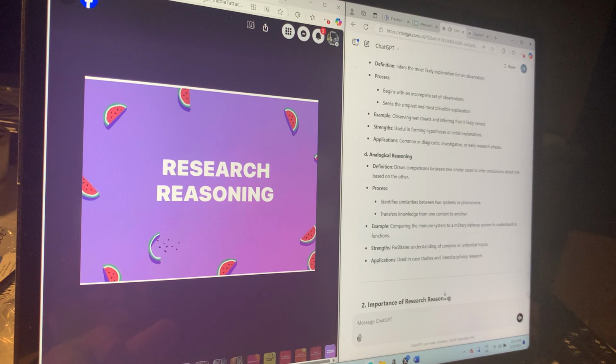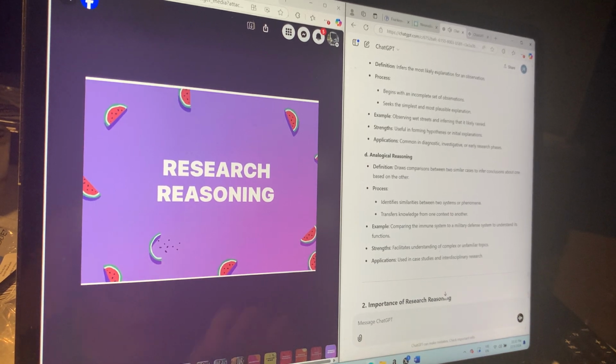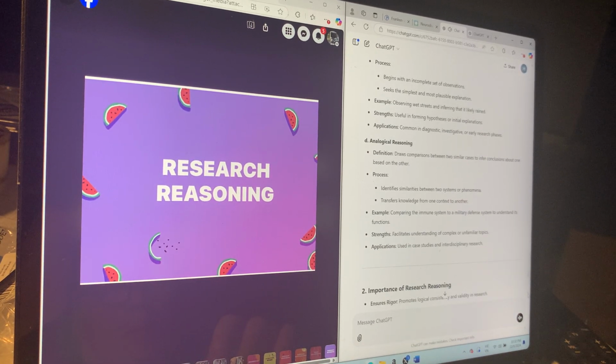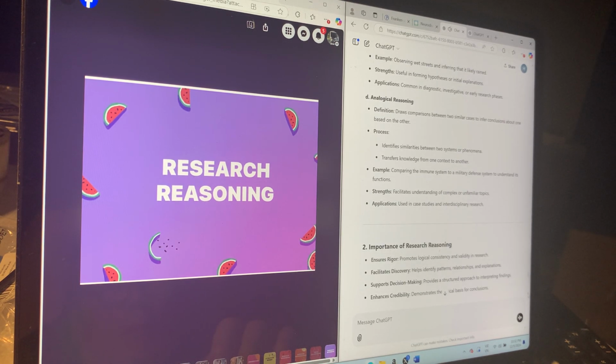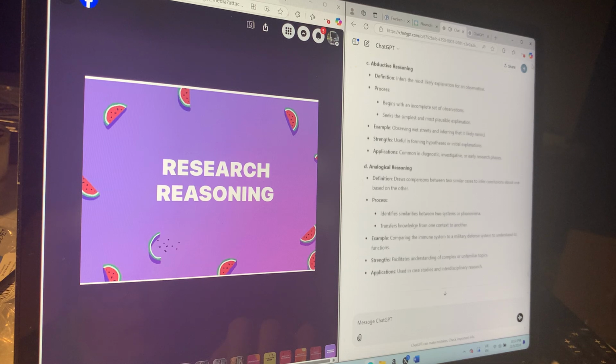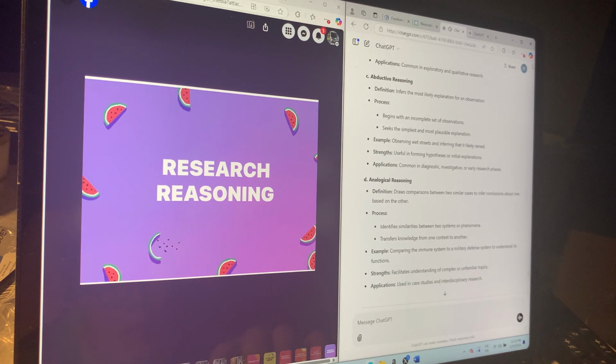4. Applications of research reasoning. A. Hypothesis testing. Deductive reasoning is often used to test hypotheses against empirical data. Inductive reasoning may identify patterns that form the basis for new hypotheses. B. Theory building. Inductive reasoning is commonly used to develop new theories from observed data. Abductive reasoning may generate initial theoretical frameworks. C. Data interpretation. All forms of reasoning are used to analyze and interpret qualitative or quantitative data. Analogical reasoning can contextualize findings by drawing parallels to known phenomena.